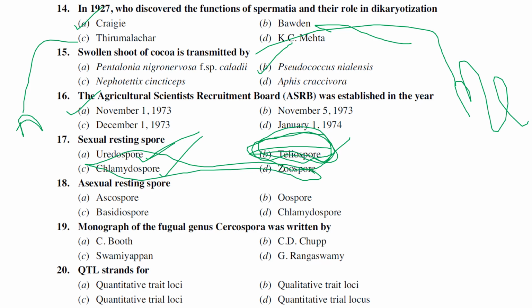So the next one is asexual resting spore. Ascospore, oospore, basidiospore, chlamydospore. Here ascospore, oospore and basidiospore are sexual spores, and there is only one spore, that is the chlamydospore, which is an asexual resting spore.